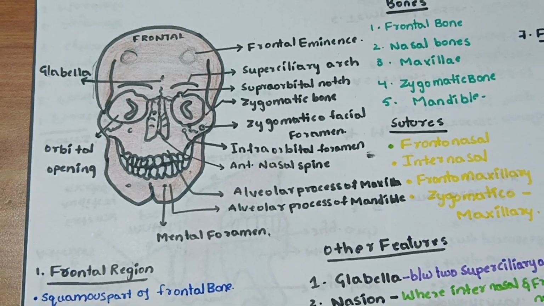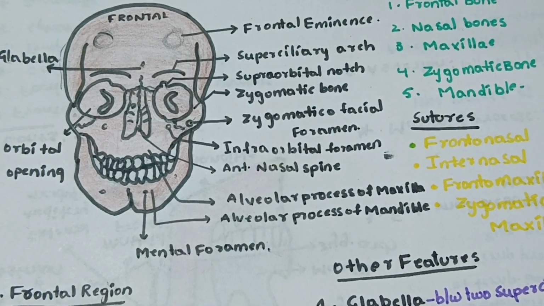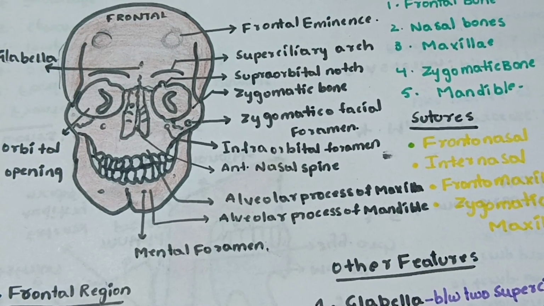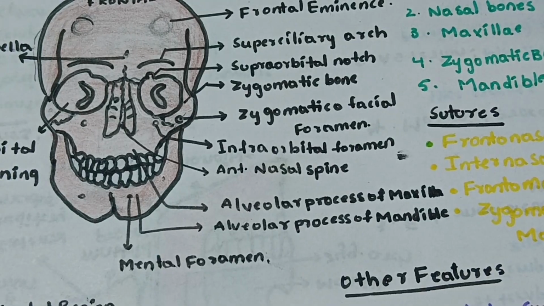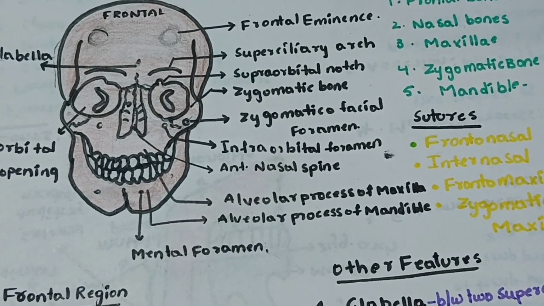Today we are going to discuss another norma of the skull, the norma frontalis. We have completed discussion on the norma occipitalis and the norma verticalis. Today we are going to discuss the bones, sutures and some important features of the norma frontalis. First of all, let us discuss in the diagram, then we will see the description of this norma frontalis.